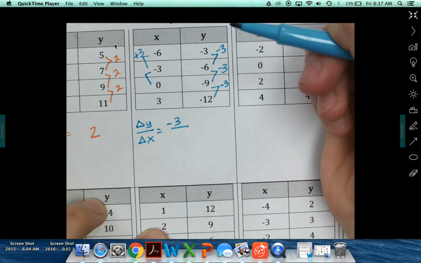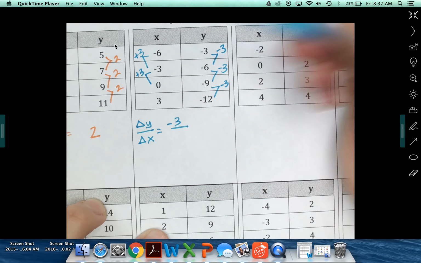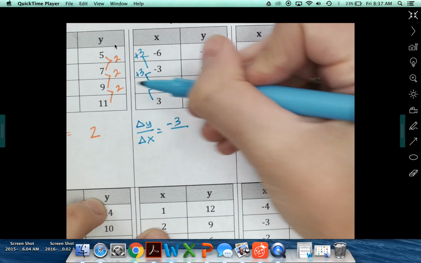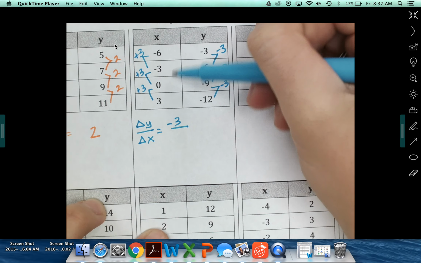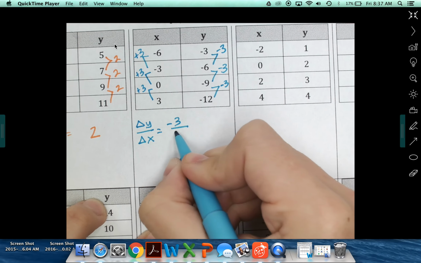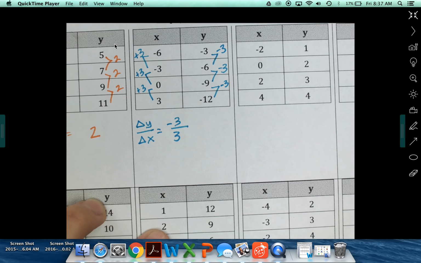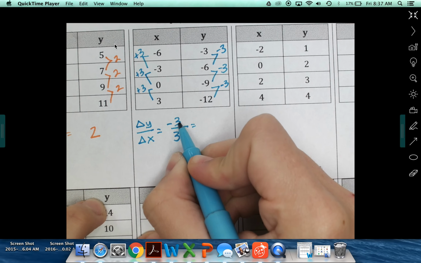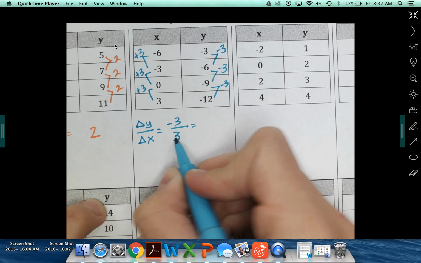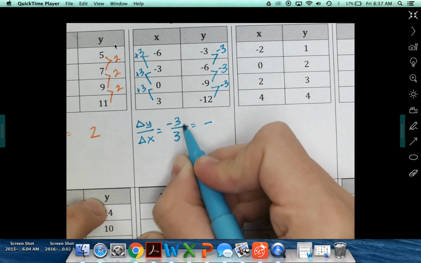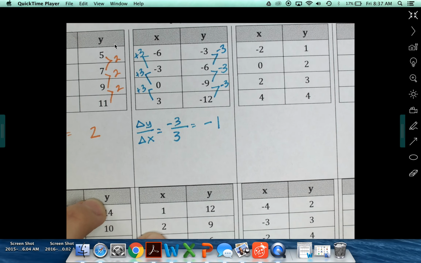From -3 to 0, that's an increase of 3. From 0 to 3, increase of 3. Therefore, our change in x's is a positive 3. A -3 over a positive 3. Negative divided by a positive is a negative. 3 divided by 3 is 1.